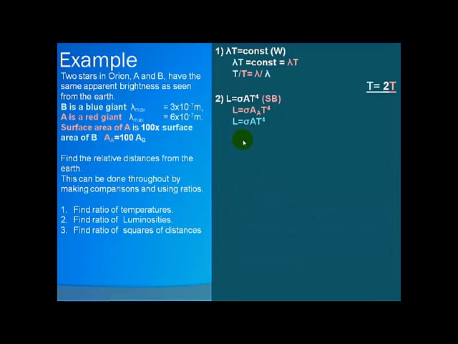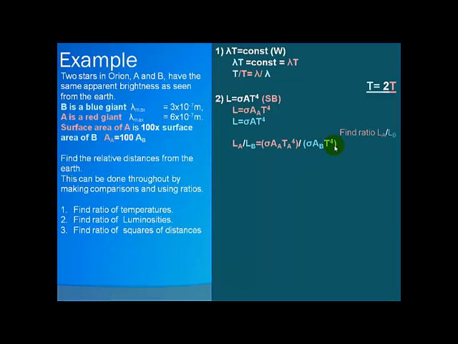We know that one temperature is twice the other. We know that the ratio of the areas is 100. So we can find the ratio of the luminosities. The luminosity of one divided by the other is equal to, this is the luminosity of the red giant, this is the luminosity of the blue star.